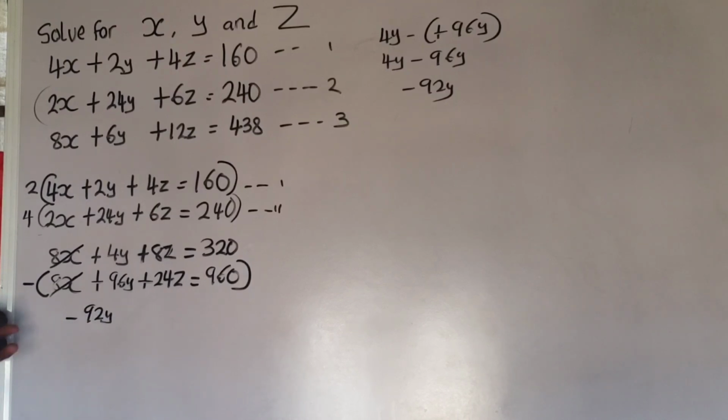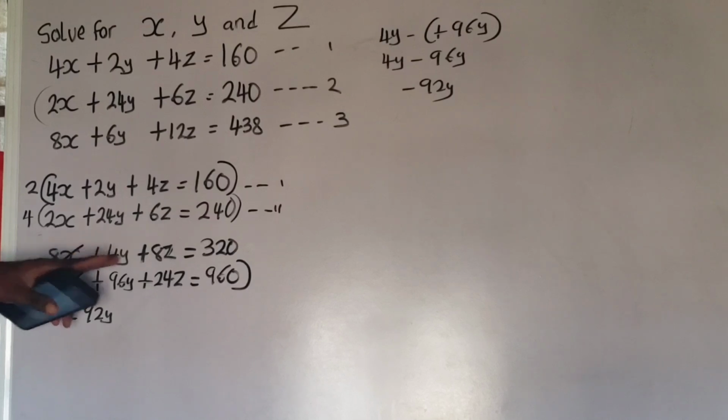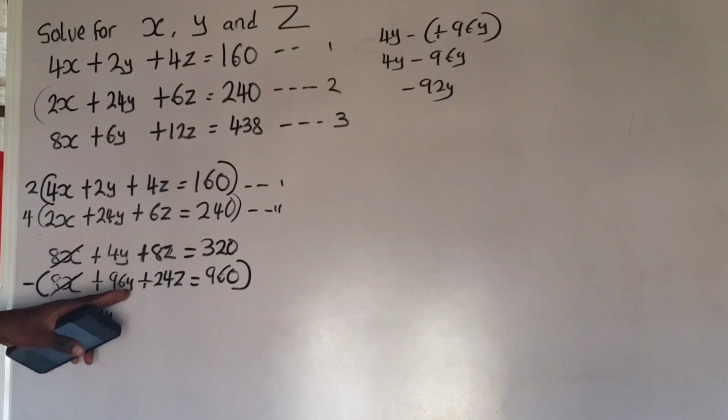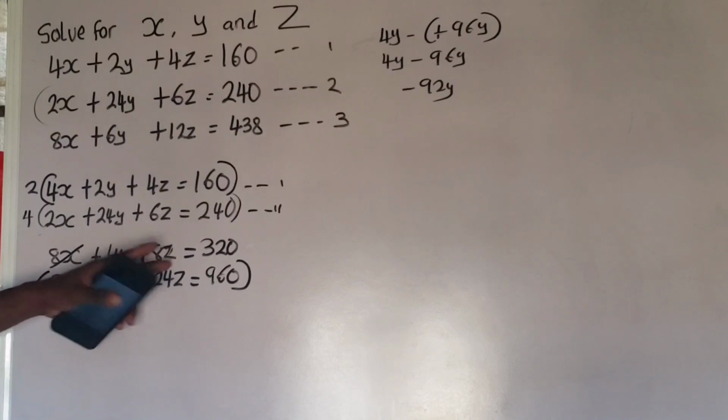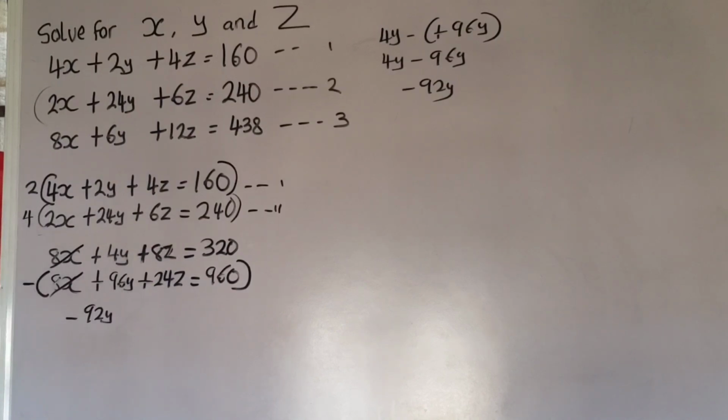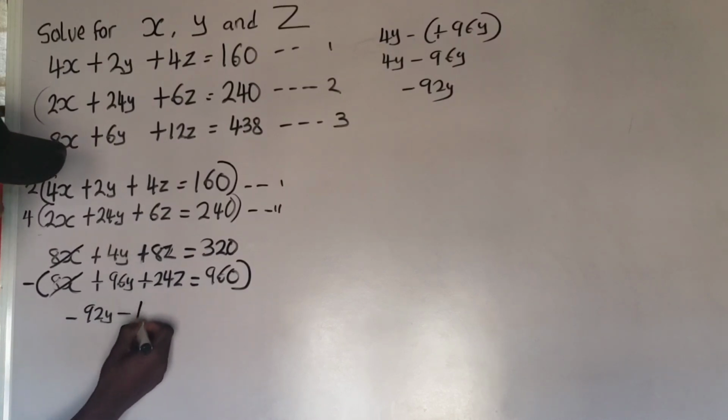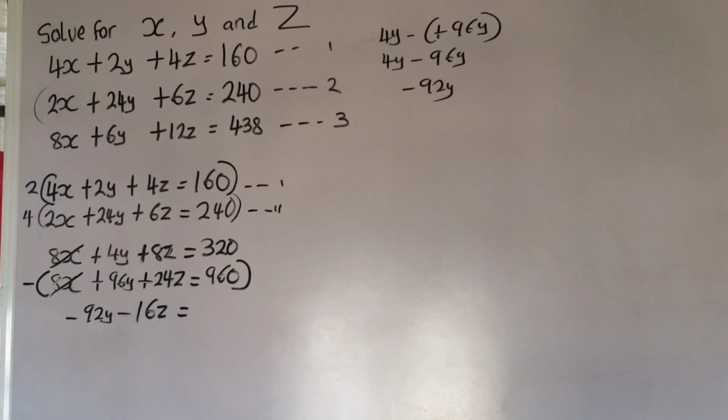Please, do you understand how I got this? I'm subtracting this equation from this. 4y minus positive 96y will give me negative 92y. That's why I wrote it here. Now, we have 8z minus positive 24z, that will give us negative 16z. So that will give me negative 16z equals 320 minus positive 960.